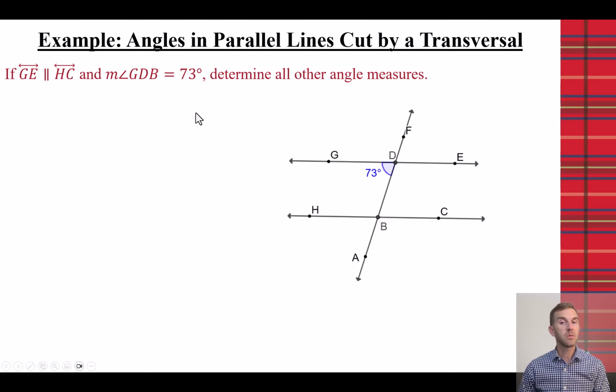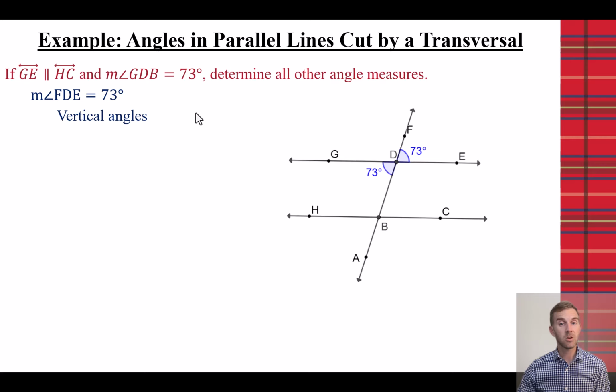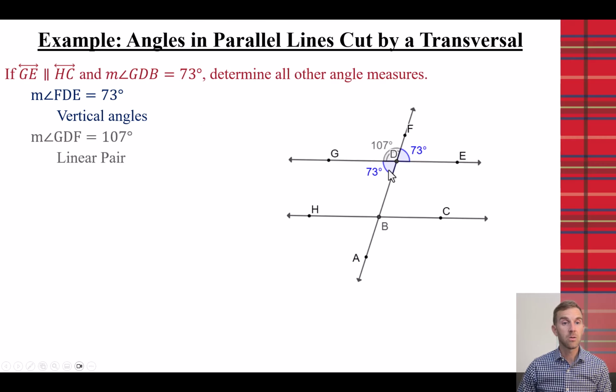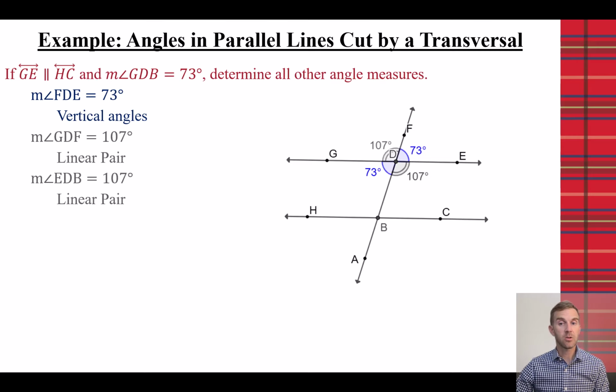So we can use some of our basic relationships of angles, such as the fact that angle FDE is a vertical angle with angle GDH. Also, we know that GDB and GDF have to be a linear pair because they're on the same line and they are supplementary angles and they're adjacent. Then we know that its vertical angle will also be a linear pair with angle GDB.